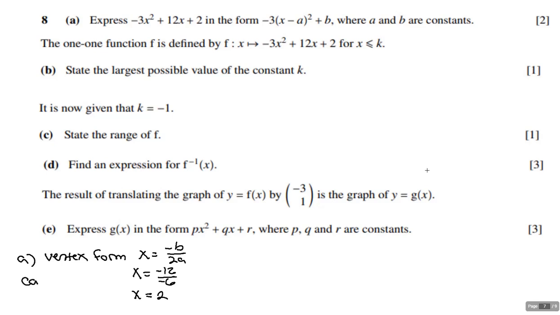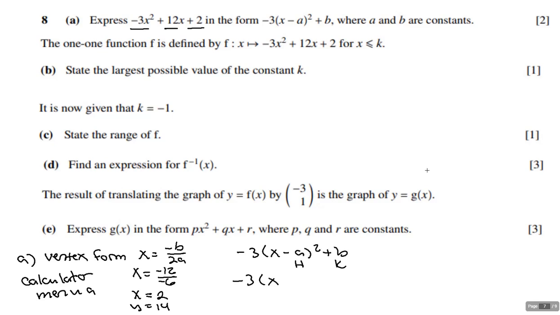You also can use your calculator, menu A, and find the vertex by typing in the coefficients of this quadratic. At any rate, I get my vertex, and then once I've got the vertex, I'm going to plug it into vertex form, because remember, A is my h and B is my k in this case. So I just put my vertex in, and that gives me that part A.